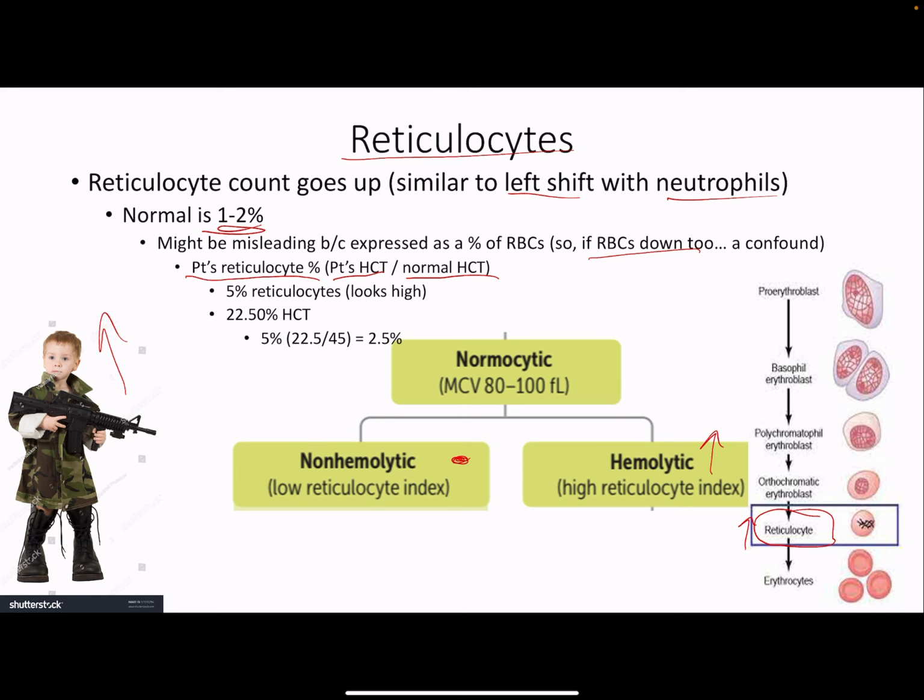So let's look at an example of this. Let's say the reticulocyte percent might be 5. And we go, oh, wow, that's high. It should be 1 to 2. But we then also note that the hematocrit is particularly low. And so we say, okay, 5% multiplied by the patient's hematocrit divided by the normal hematocrit. 5% times 1/2 is 2.5%. So it's actually not as high as we originally thought once we went ahead and figured out what the corrected reticulocyte index is.